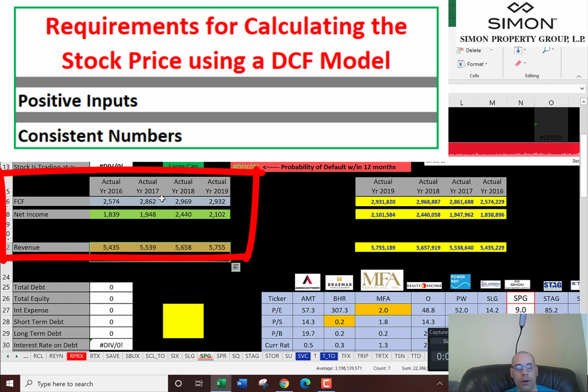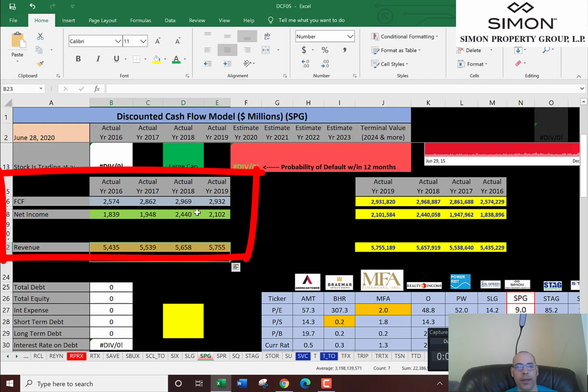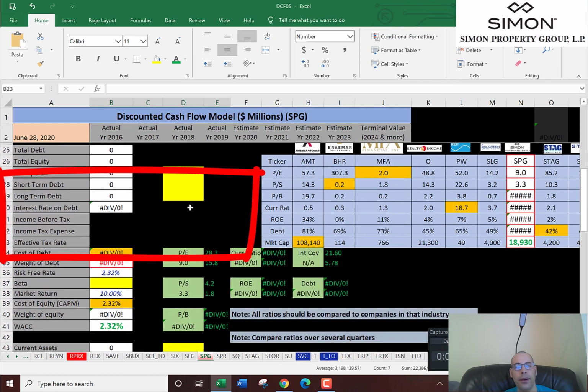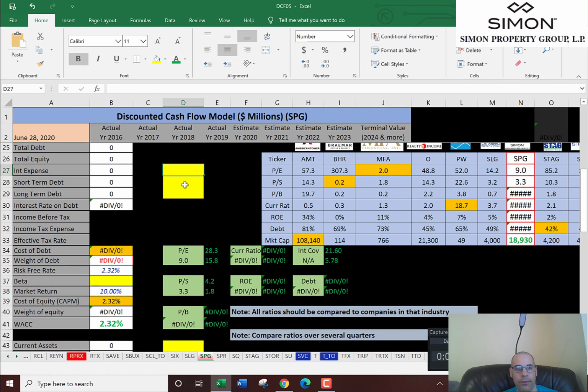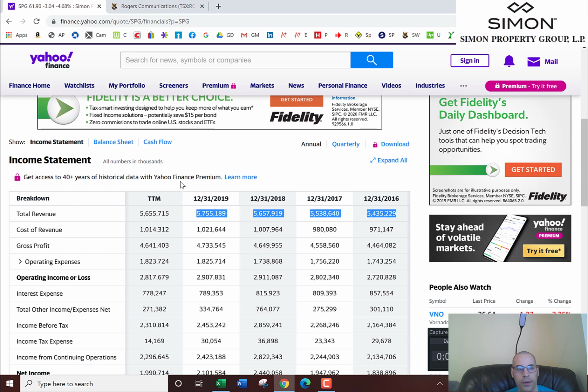If the numbers were all over the place, like free cash flow went from negative $2 billion to positive $10 billion to negative $6 billion, it would just be impossible to value. So now let's get their discount rate so we could figure out what to apply to the future cash flows.